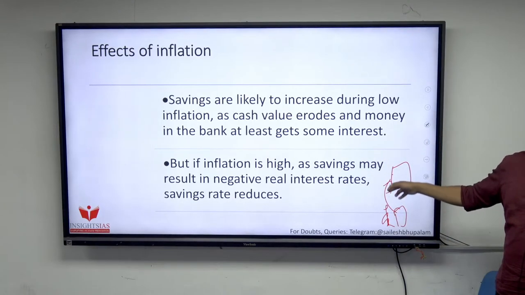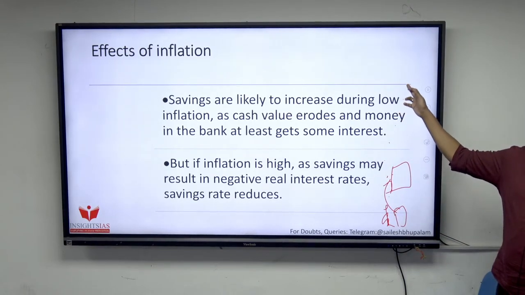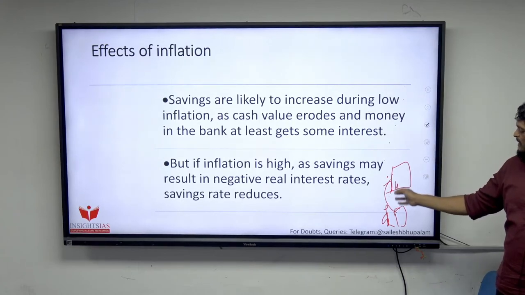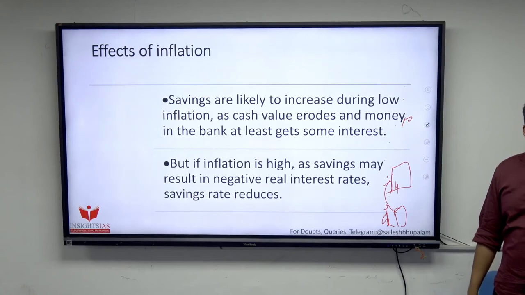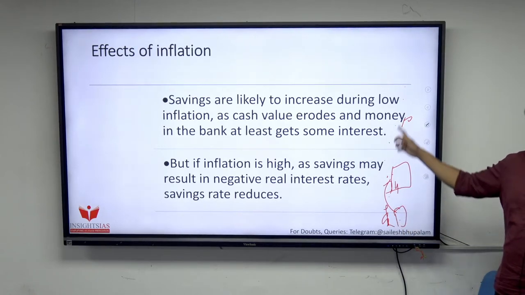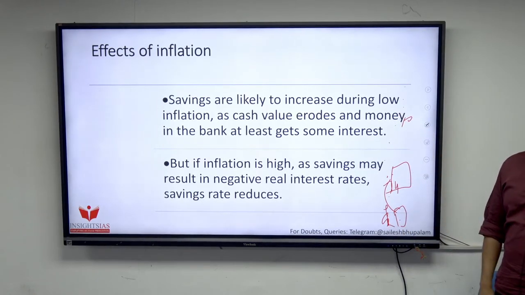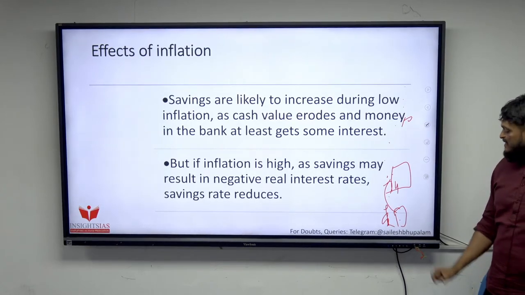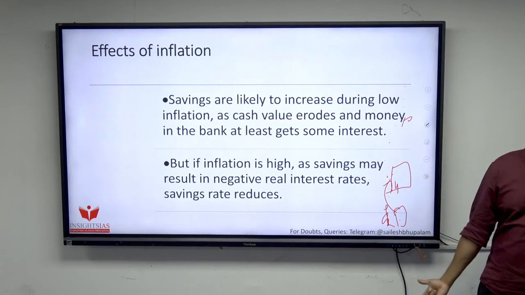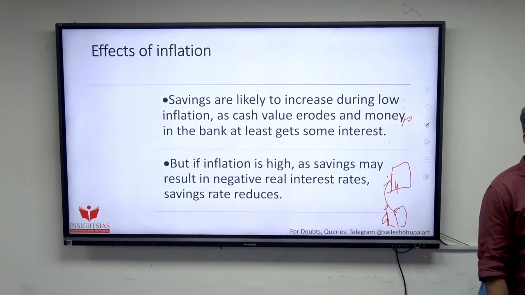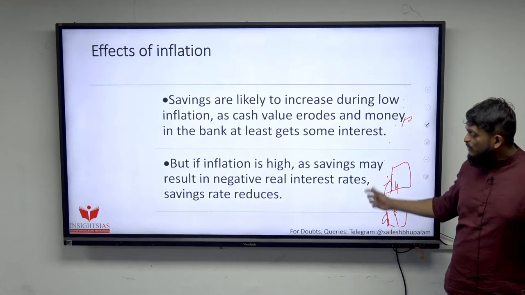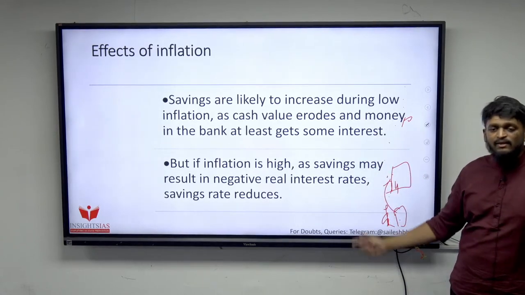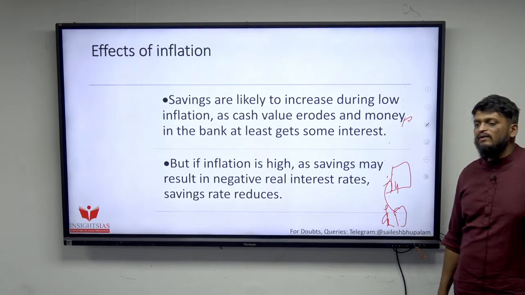But if inflation keeps increasing and it gets to maybe 8%, 10%, if he is getting 4% here, inflation is 10%, what will be the net interest he is getting? Imagine bank is giving 4%, inflation is 10%. He is getting minus 6%. If he is getting minus 6%, is it a good idea to keep the money in the bank? No, that means he will take out the money from the bank. When he takes out the money from the bank, what will be the impact on the economy?